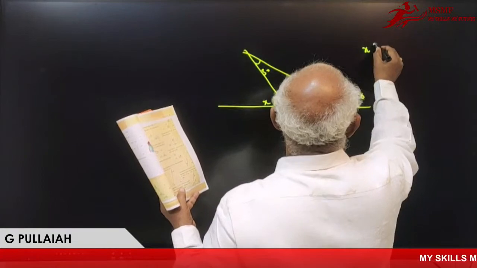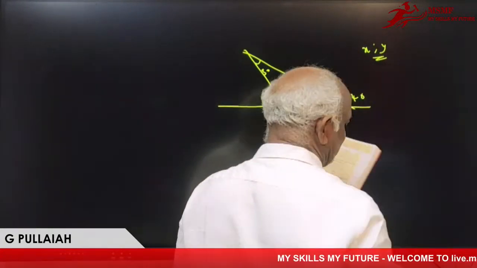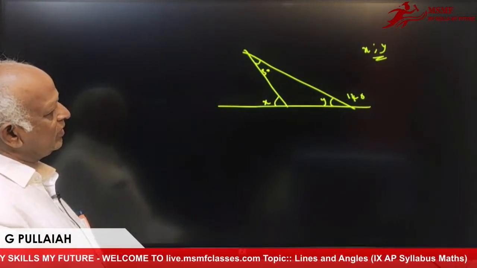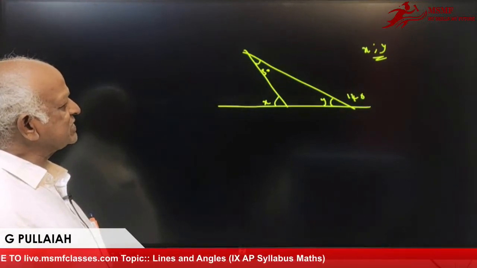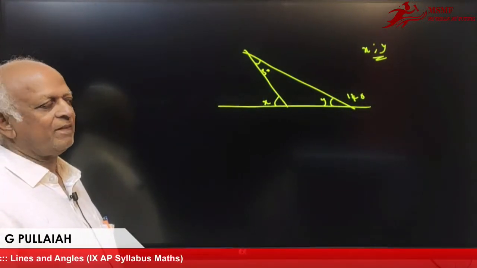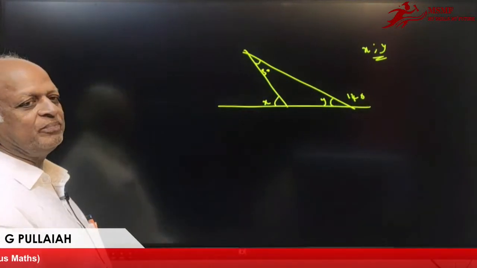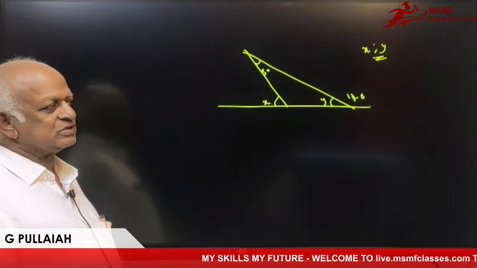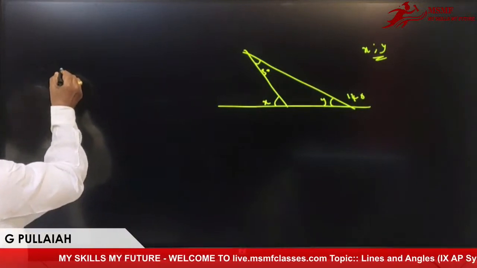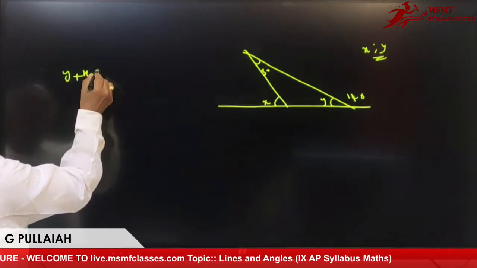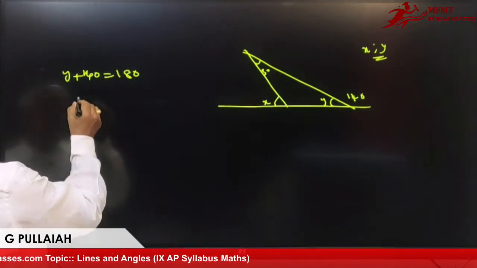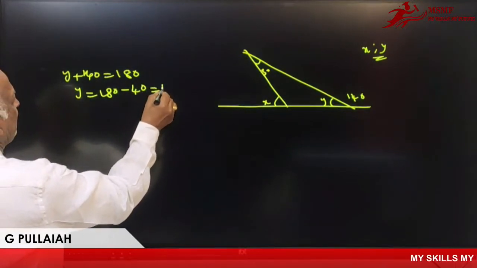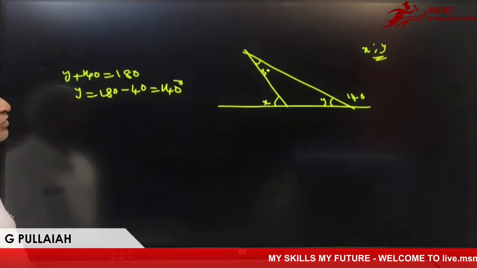Find the value of x and y. So first of all, can you find the y value or not? This y and the given 140 are a linear pair. So y plus 140 equals 180. Therefore y is equal to 180 minus 140.